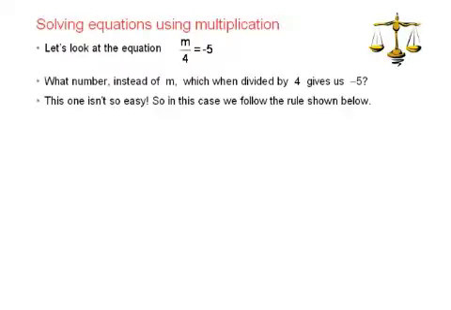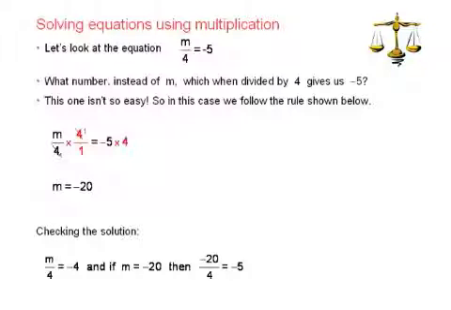Let's solve an equation using multiplication. Now here we have an equation, m divided by 4 is equal to minus 5. In other words, what number instead of m, which when divided by 4 gives us minus 5? This one isn't so easy to work out. So we have to use the following rule. In other words, let's use a little bit of mathematics.